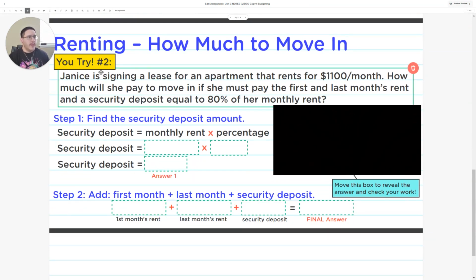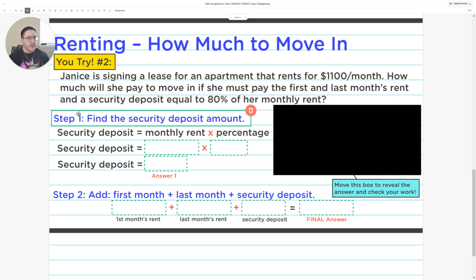Okay, you try number 2. Janice is signing a lease for an apartment that rents for $1,100 a month. How much will she pay to move in if she must pay the first and last month's rent and a security deposit equal to 80% of her monthly rent? So go through each step.